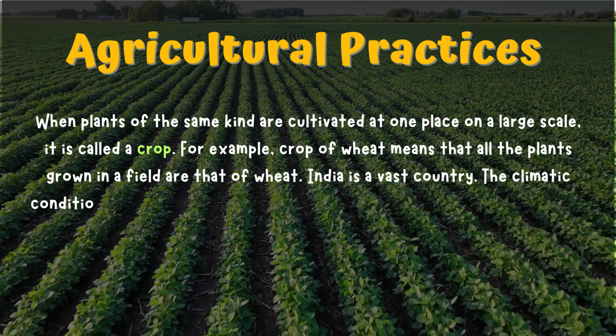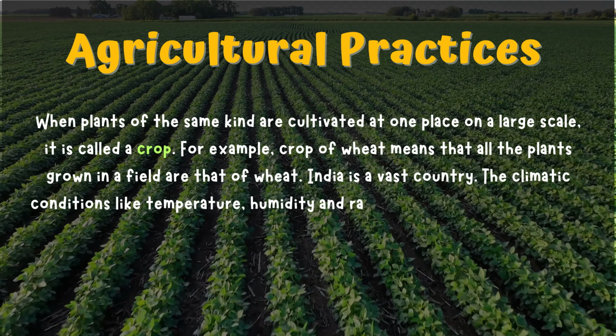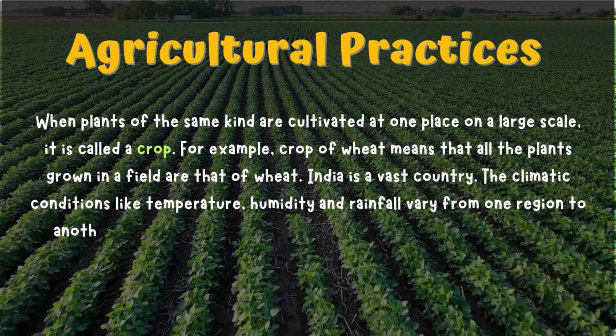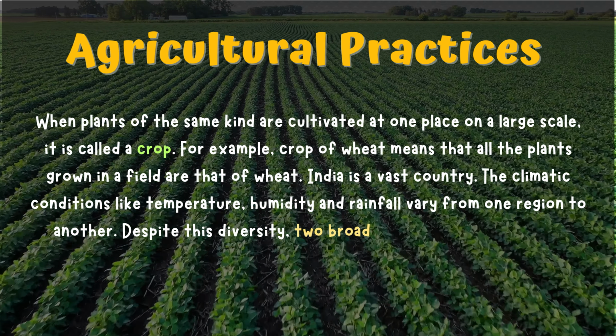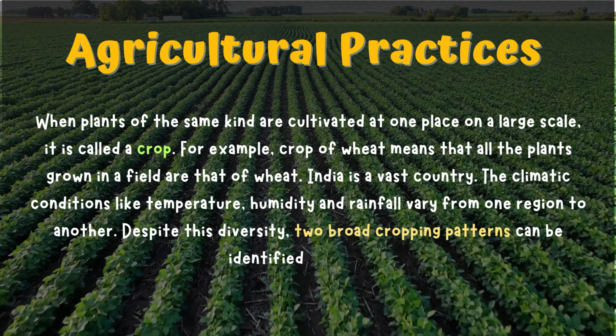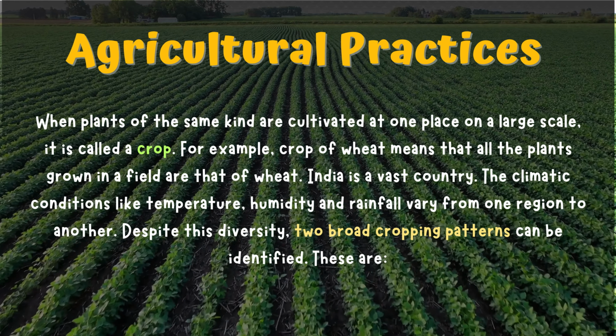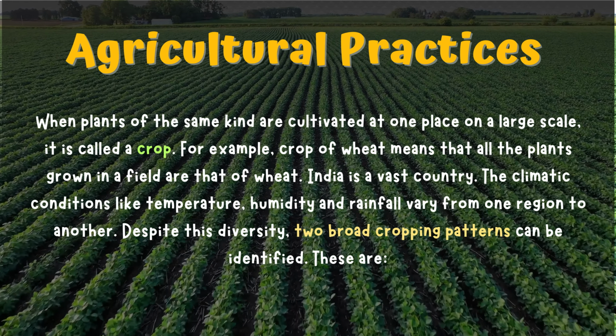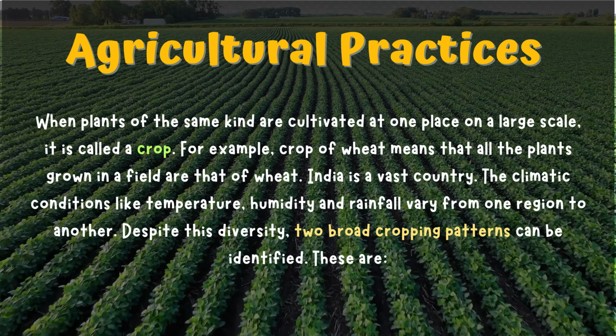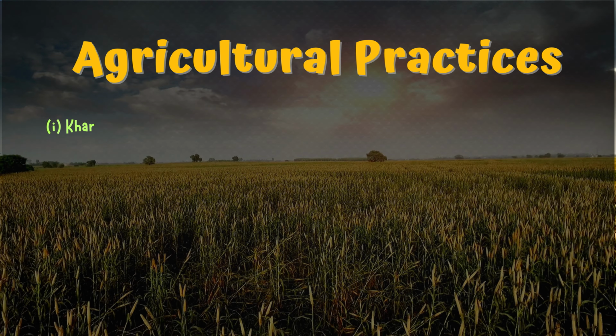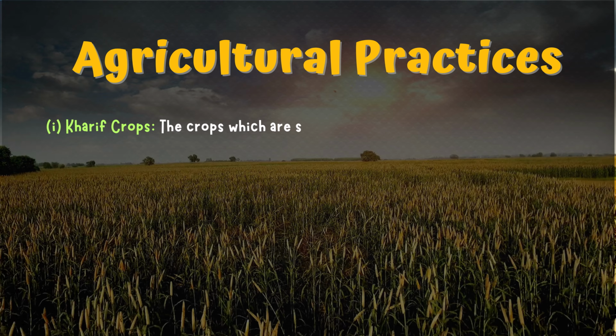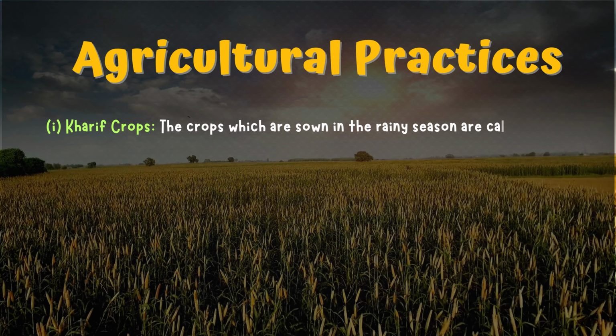India is a vast country. The climatic conditions like temperature, humidity and rainfall vary from one region to another. Despite this diversity, two broad cropping patterns can be identified. These are 1. Kharif crops. The crops which are sown in the rainy season are called Kharif crops.